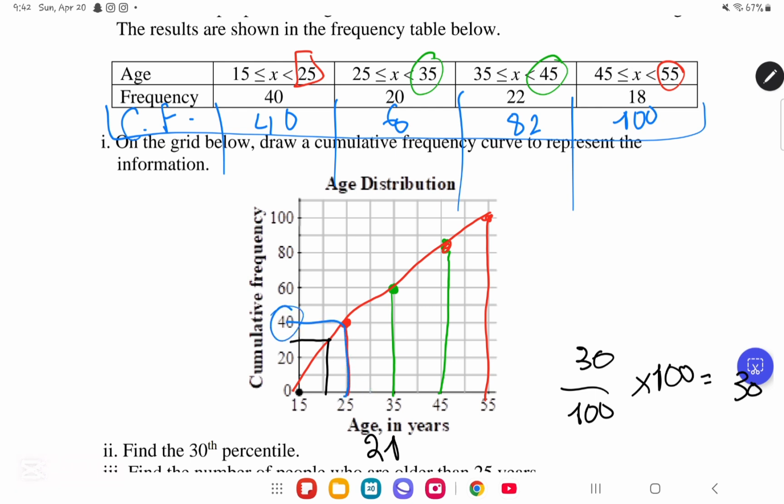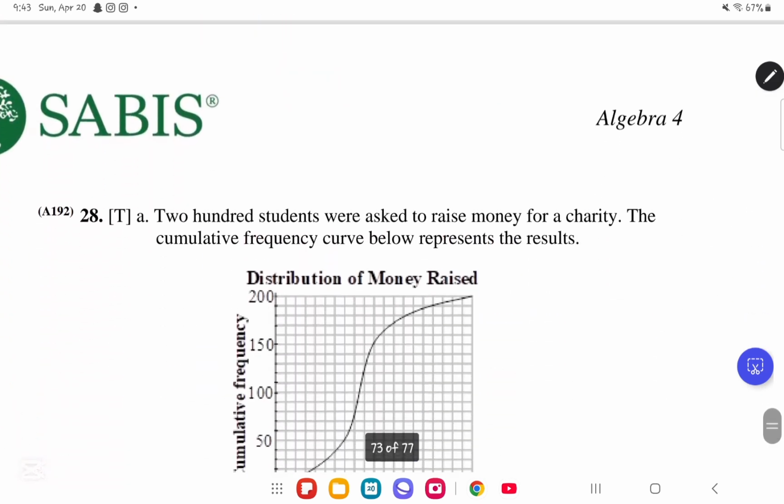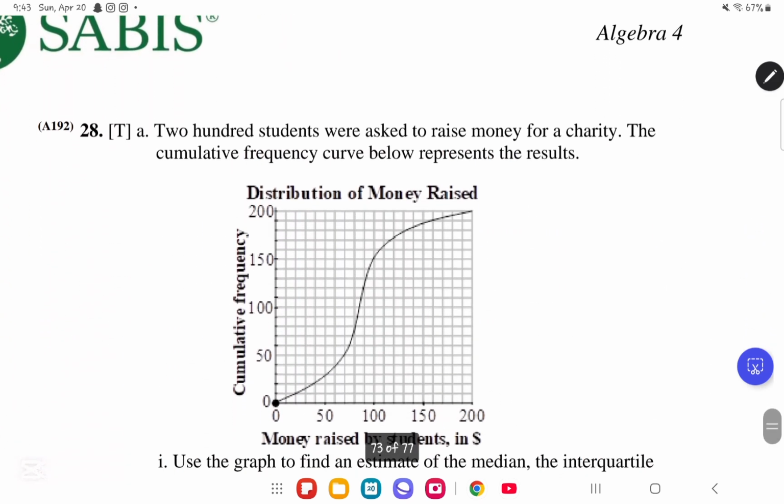And now you will take the total cumulative frequency, which is 100, subtract 40 from it, and you will get how much? You will get 60 people. So there are 60 people who are older, who have an age greater than 25 years. So that is it for question number 27. We'll move on to question number 28.